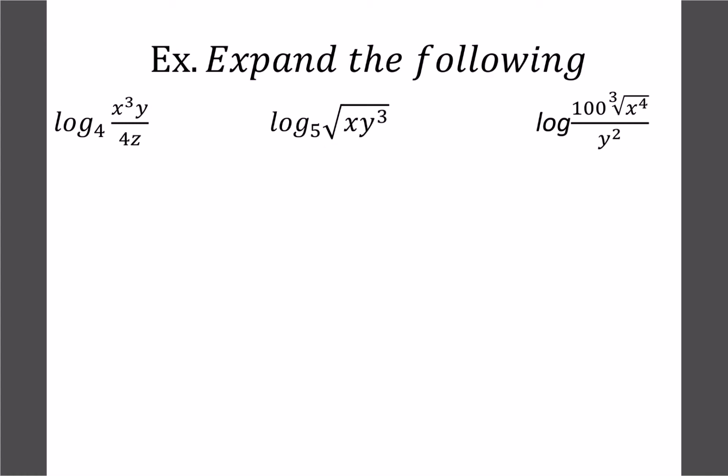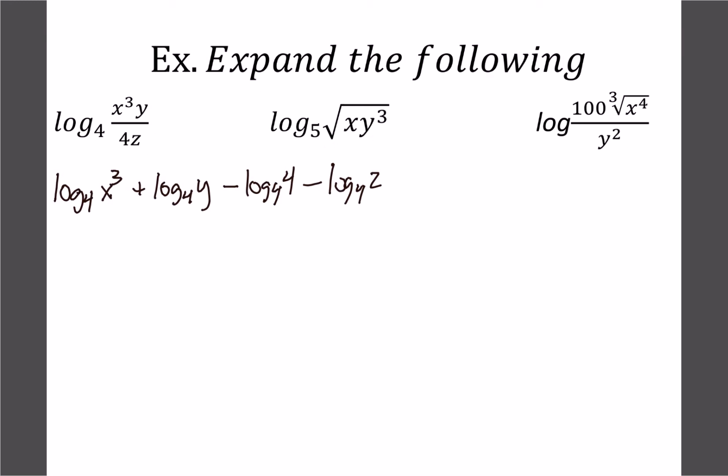Okay, so let's expand a few of these. We're going to use the log laws and work one way, and then we'll do some going in reverse. In this case, we want to expand these out. So we have log base 4. You can see we've got x cubed, so let's separate the x cubed. We're timesing it by y, so that would be the same thing as plus log 4 of y. And then we're dividing by 4z, so let's break the 4 and the z apart too. We're dividing, so that'd be minus log 4 of 4, and we'd also have minus log 4 of z. And that's it. We just broke it all apart.